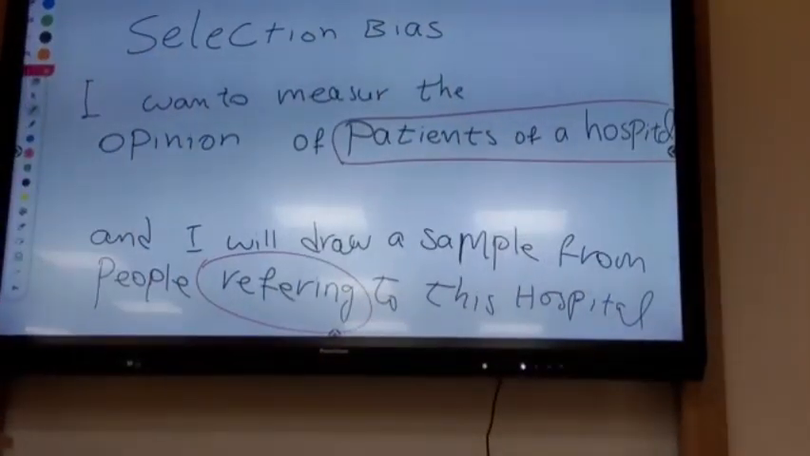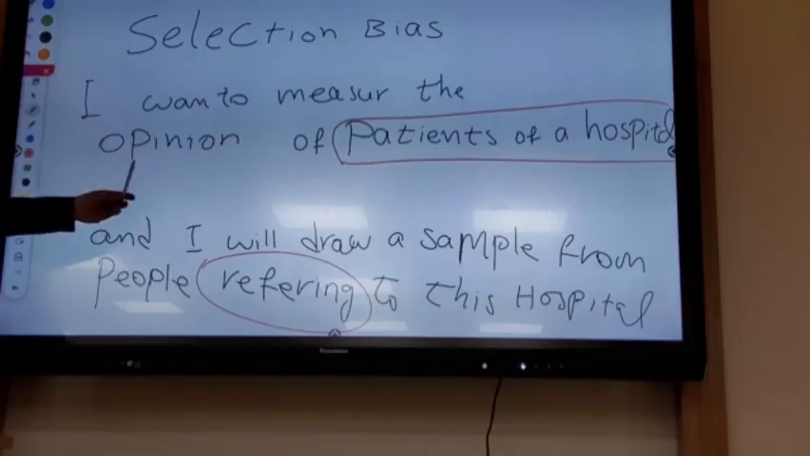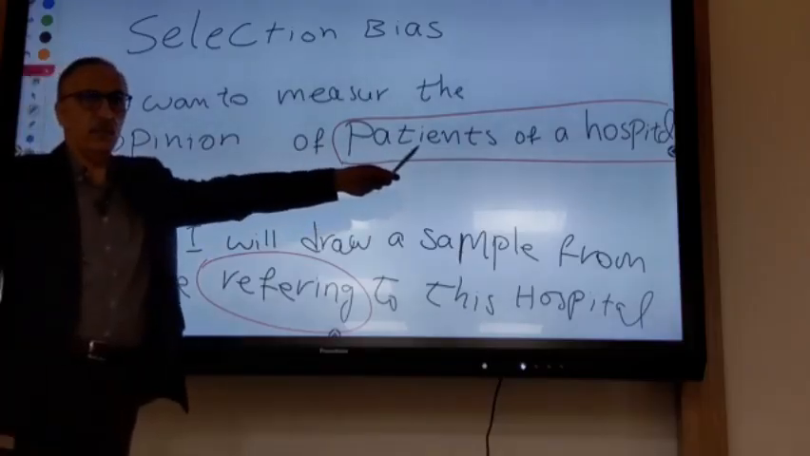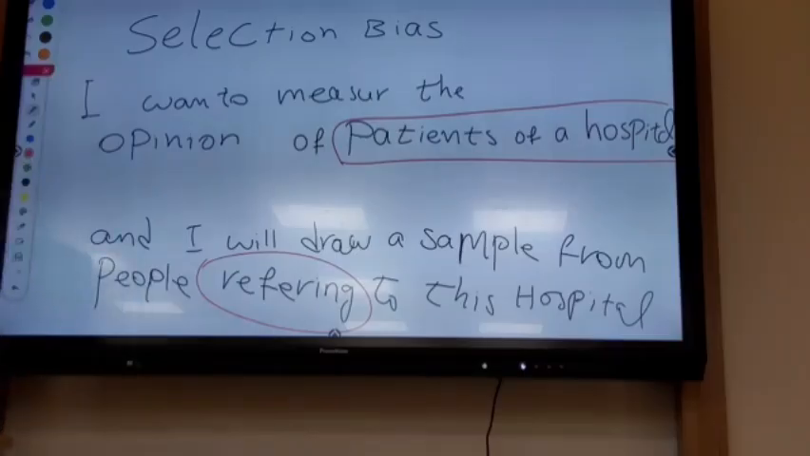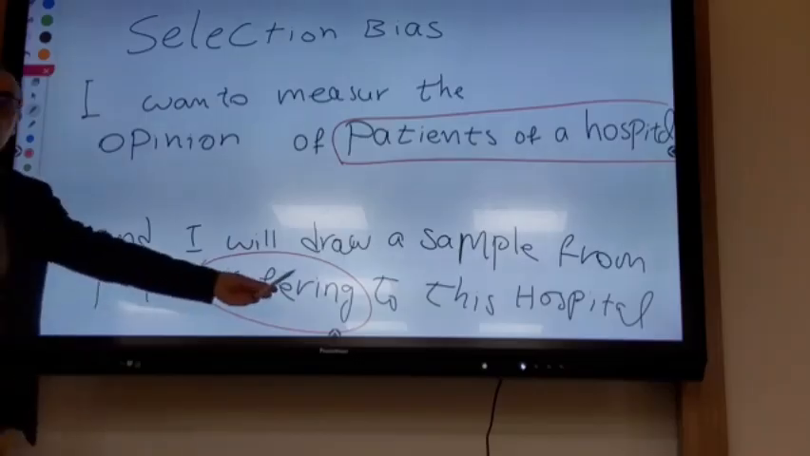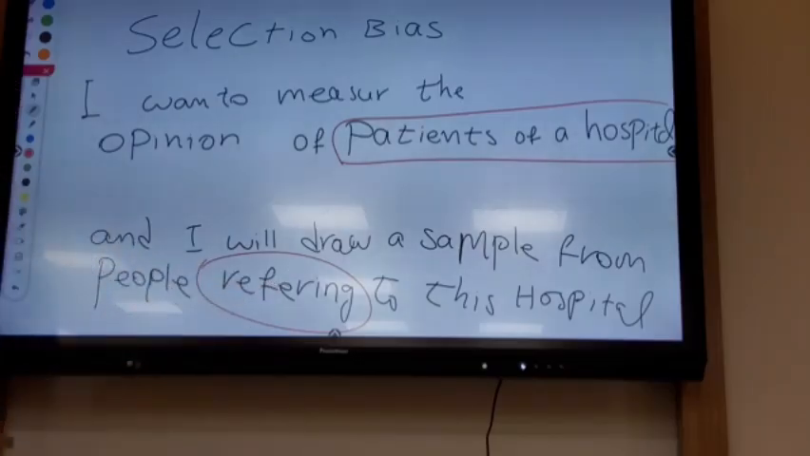In the next example, I want to measure the opinion of patients of a hospital. So the source population are not the population of the city, but are the patients who are admitted to the hospital. And then I will take a sample from patients of the hospital. It's now correct because the total population or the source population are patients of the hospital, and the sample will also be taken randomly. I should use a random sampling fashion. I will take a random sample from the patients who are admitted at the hospital.